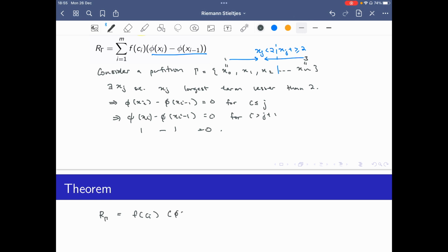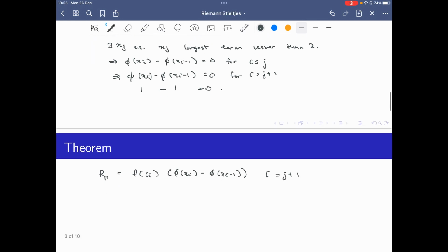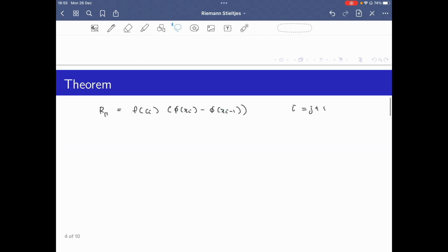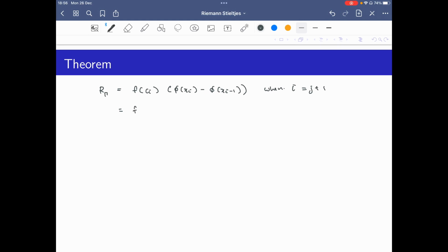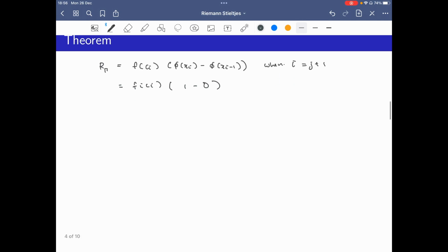So phi(xi) minus phi(x_{i-1}) when i is equal to j plus 1. Just now I said the terms wrongly. Then we can rewrite this as equal to f(ci), times, because x_{j+1} is larger than 2 and the other one is smaller than 2, 1 minus 0. And this argument works for all partitions, so we can just say that for all partitions, it's going to be the same.